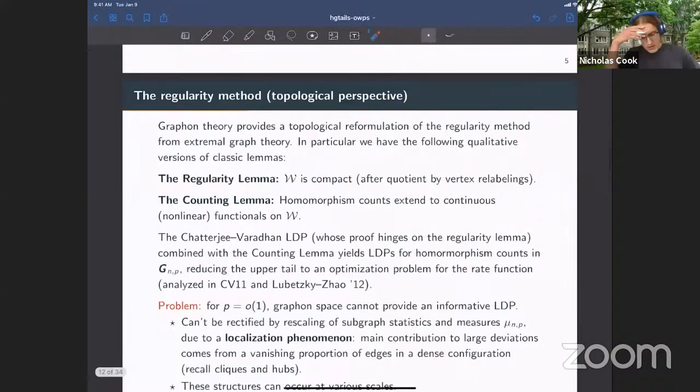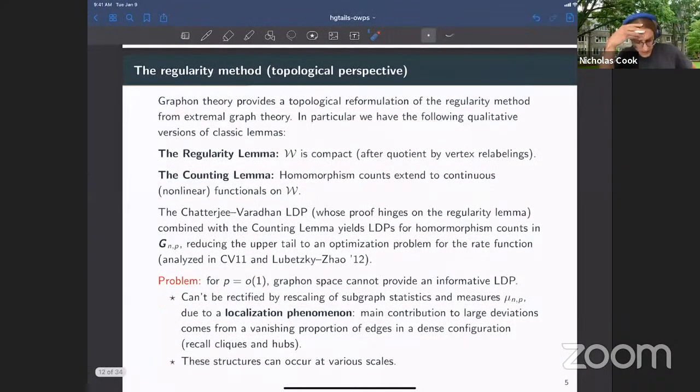Okay, so now we're interested in sparse graphs, and the problem with sparse graphs. So when p, the parameter for the Erdős-Rényi measure, is going to 0, then the graphon space doesn't provide an informative large deviation principle. So you know, for instance, it will tell you that your sequence of graphs is basically just the empty graph. So it's converging to the empty graph, and it doesn't give you finer information than this. You might think that you could sort of rescale things appropriately so that things don't go away in the limit, but that's actually not possible either, because of what we call a localization phenomenon.